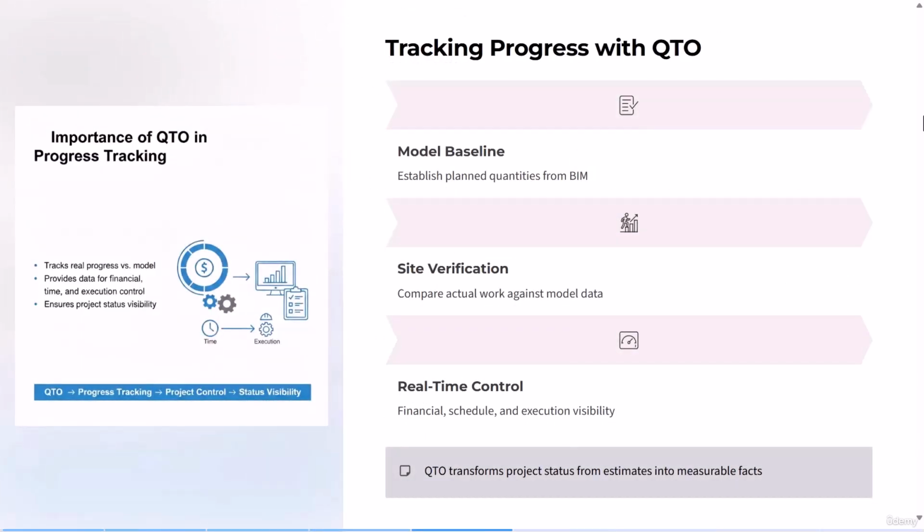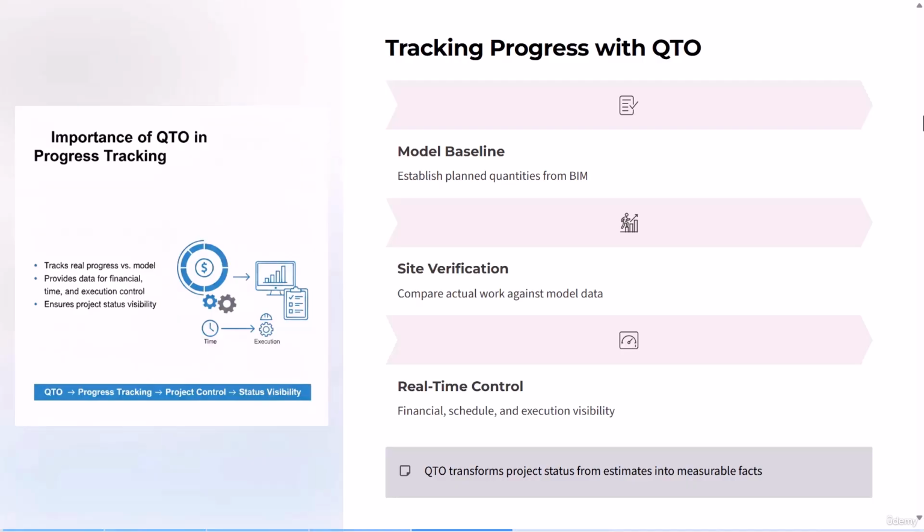So the third case is actually controlling the development of a project. That means progress tracking. At this stage, we enter the execution phase. For instance, if the project has 500 columns in total and 300 have already been constructed, knowing these numbers allows you to calculate the actual percentage of the progress.